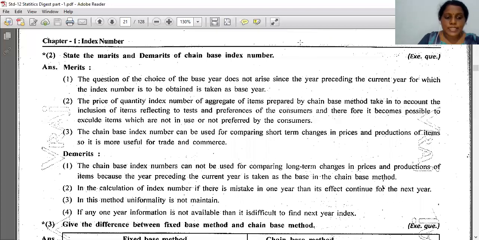Understood? Then second is, in the calculation of index number, if there is a mistake in 1 year, then its effect continues for the next years. If in 1 year we make a mistake, then the whole calculation will be wrong, right? Then third is, in this method uniformity is not maintained. Fourth is, if in any 1 year information is not available, then it's difficult to find the next year's index number.